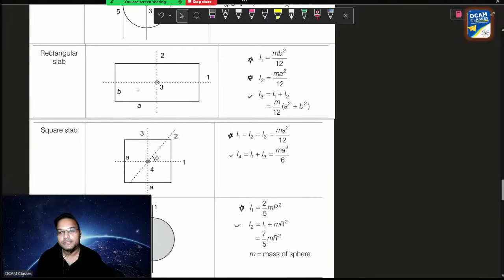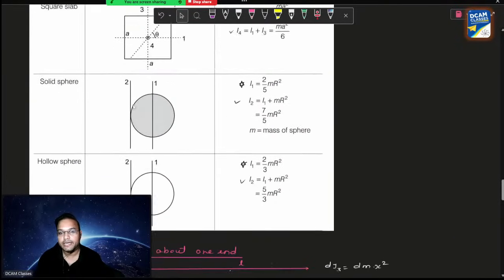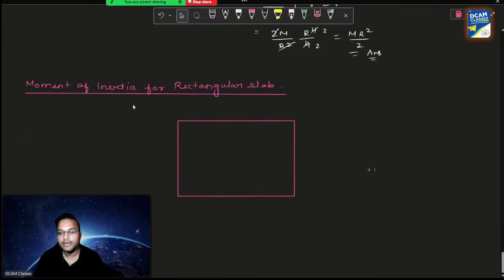What you can do is, this side is A, this side is B. About the third axis we'll find out. This side is A, this side is B, and about the middle one we have to find out.